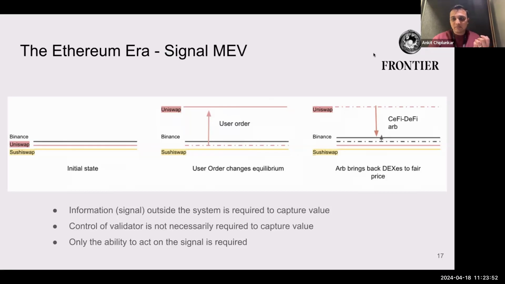And so if you look at the same example, you have these 3 exchanges which are in equilibrium state. A user comes in, initiates some order which moves the price on one exchange away, and then a sophisticated entity comes in. Because they have exposure to Binance, which is not in the blockchain ecosystem, but Binance has higher liquidity and cheaper hedging rates, they can capture more value. This is called a CeFi-DeFi arb, centralized finance and decentralized finance arbitrage. And this was different from atomic MEV.